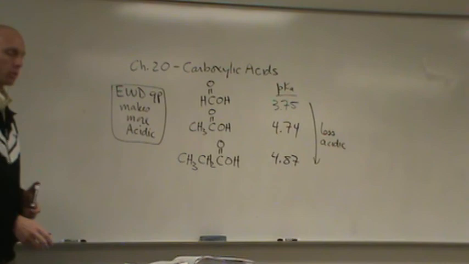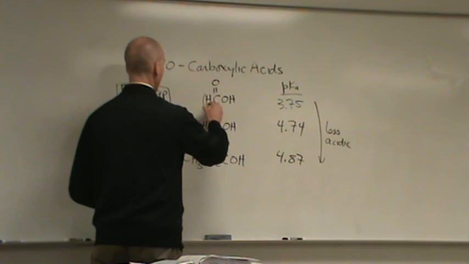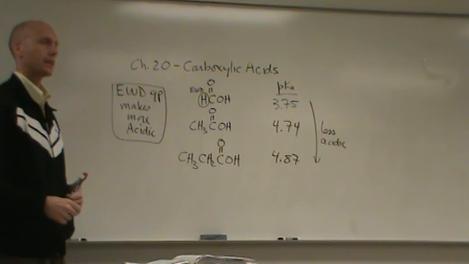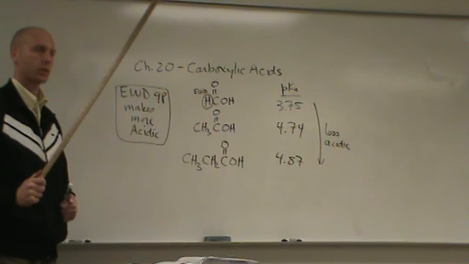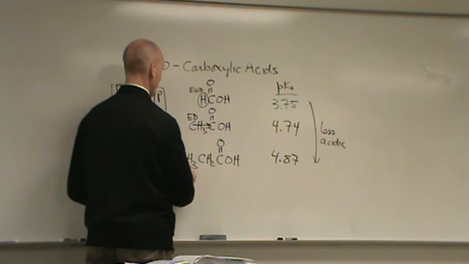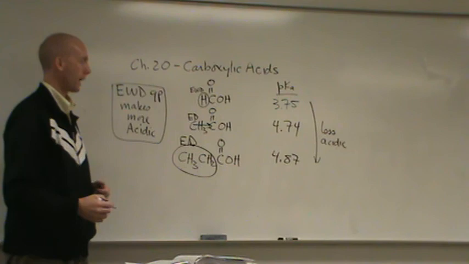Let's look at the groups that are on the acid. Here I have a hydrogen. What is a hydrogen? A hydrogen is a very tiny electron withdrawing group. It doesn't have much electronegativity, but has just a little. But what is a methyl group? Remember from benzene chemistry? It's an activator. It's a donor. So here, this is pushing electron density in. And based on the numbers, this thing here must be an even stronger electron donor because it's a weaker acid.